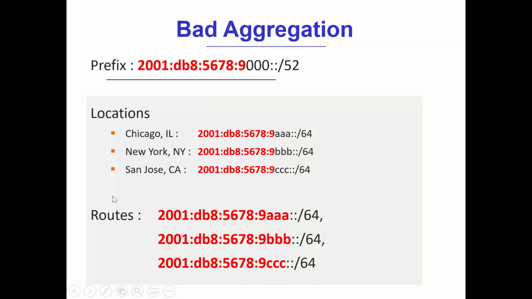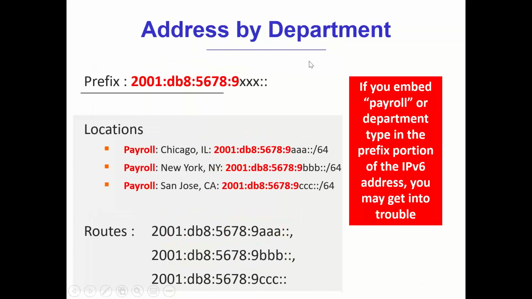Because they're in different locations. If I give Chicago, New York, and San Jose, which are all in very different parts of the country, if I start with a 9 for that, you can't aggregate it because they're not very close to each other. Which is the same point that happens if you embed by department. Let's say you embed payroll, which is in Chicago, make that a 9, and payroll in New York, you make that a 9, and payroll in San Jose, embed that as a 9.